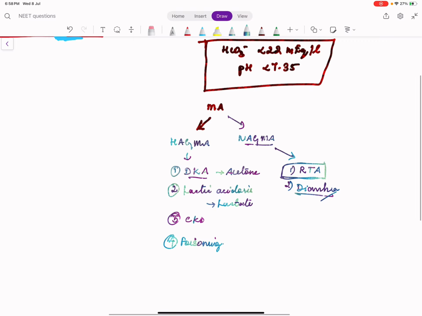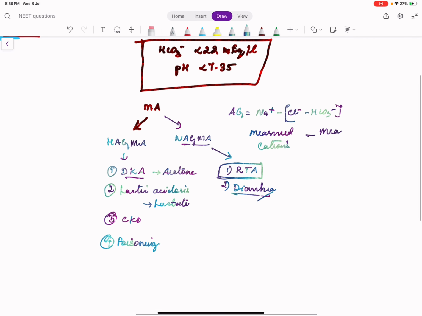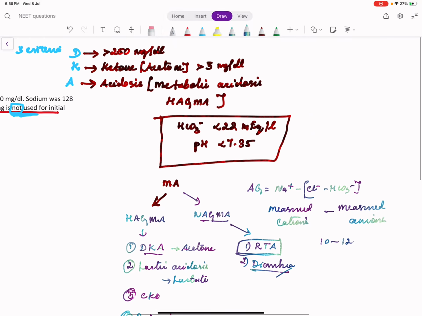If we have to go to the next step, how is anion gap calculated? It is sodium minus chloride minus bicarbonate. That is measured cations minus measured anions. I am not discussing the entire basics, but if you are able to remember, it is well and good. The normal value is about 10 to 12. If it is more than 12, it is called high anion gap metabolic acidosis.